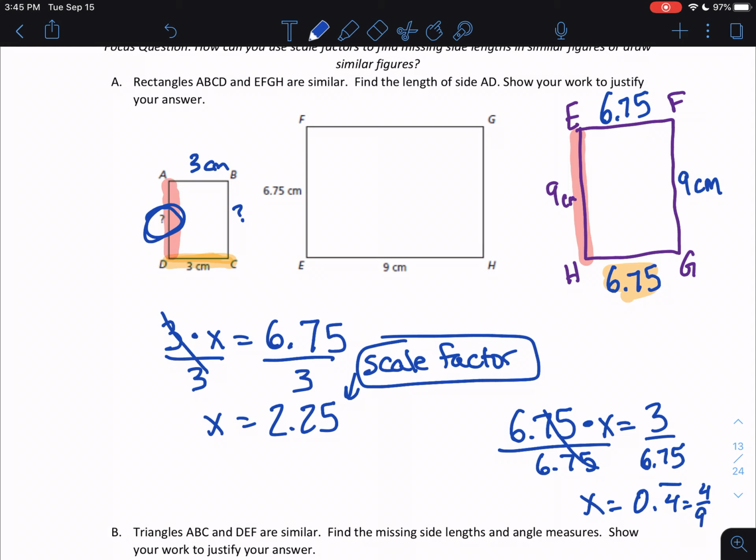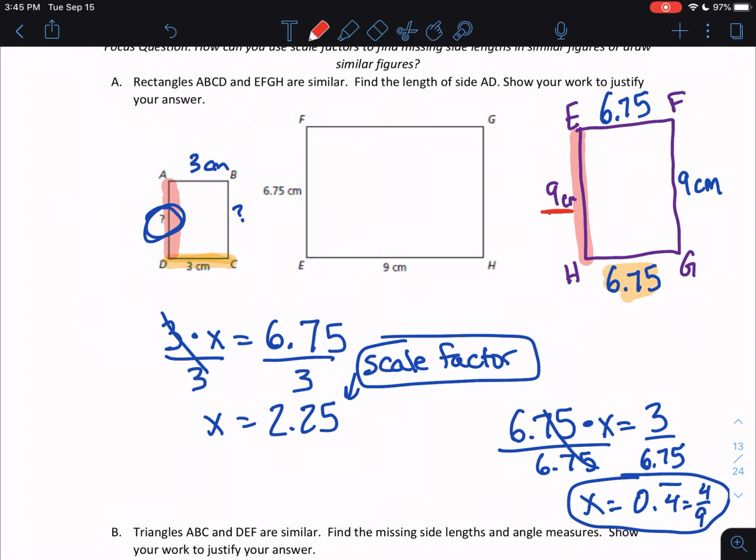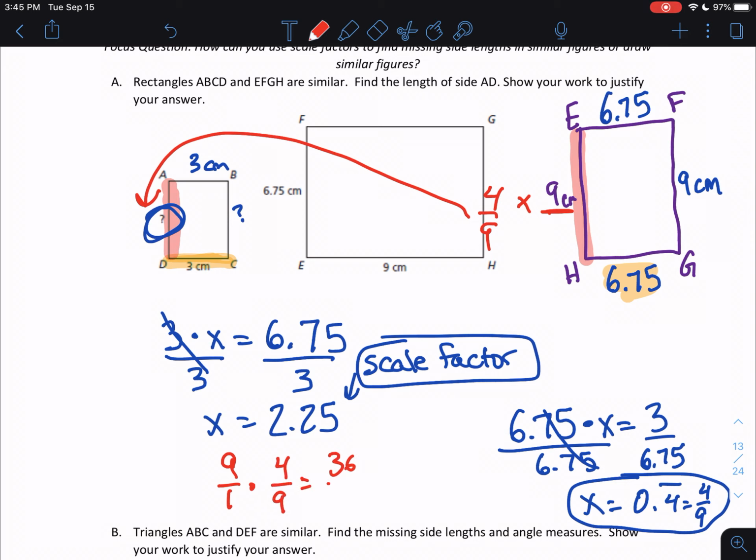Okay, so then if you know the scale factor of 4/9, all you have to do is multiply the side length that you know, the 9, by your scale factor, and that's going to give you your new side length. So 9/1 times 4/9 would be 36/9, or 4 centimeters. So that means your missing side length is 4 centimeters.